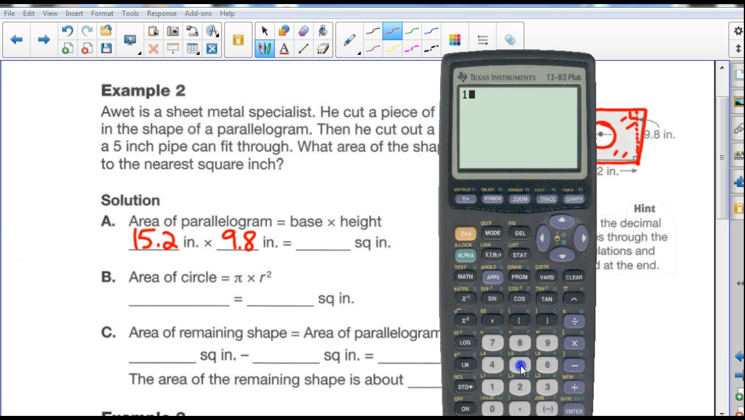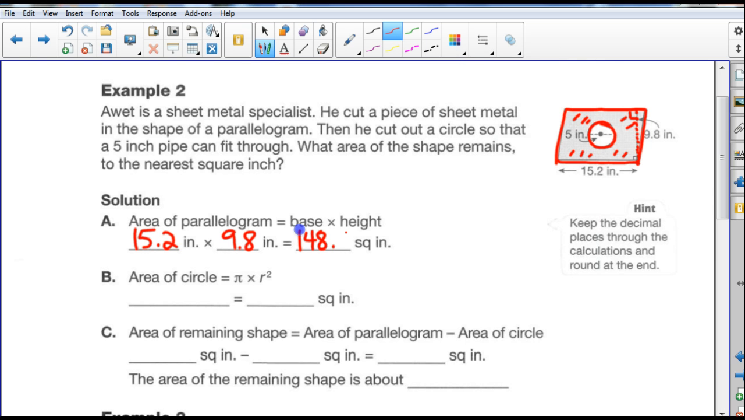And we will take 15.2, multiply that by 9.8, and we get an answer of 148.96 square inches. The area of the circle is pi r squared. Well, the radius is, now is that our diameter on there? Okay, that 5 inches is our diameter across the circle. The radius is half of that, and half of 5 is 2.5.